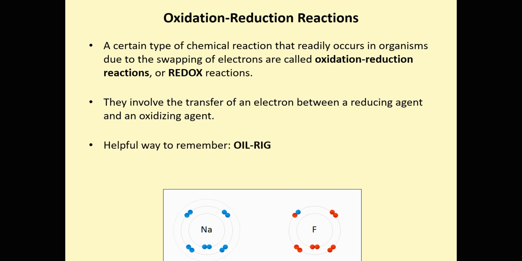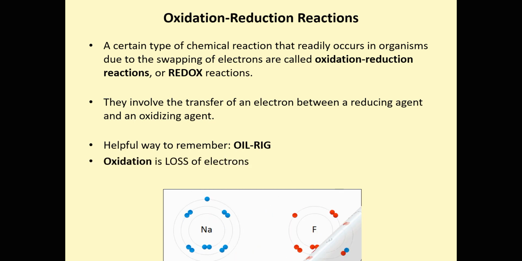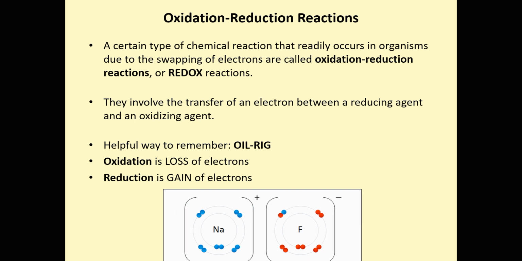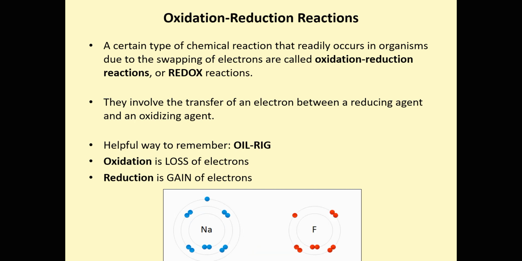Okay? One way that was helpful for me to memorize this was called OIL RIG. The oxidation of something means it has lost electrons. Oxidation is loss, whereas reduction is the gain of electrons. And in a way, oxidation is the loss of energy, and reduction is the gain of energy. So that's another thing to keep in mind here.